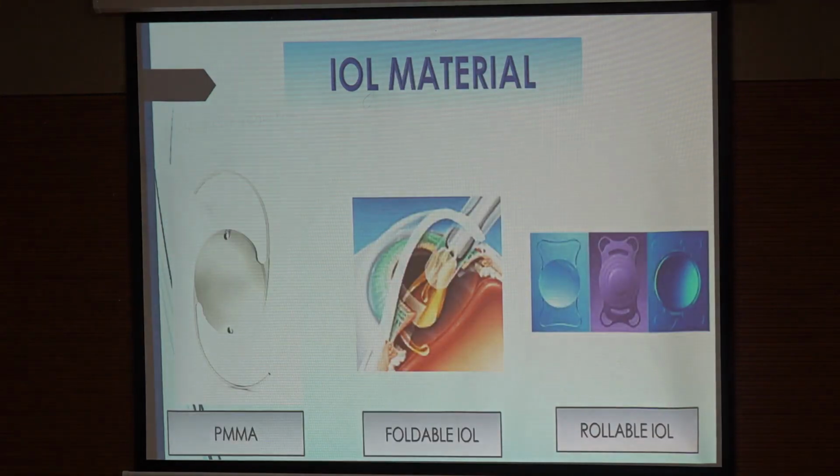Moving on to the IOL material, we have PMMA. It is a rigid IOL, usually implanted in patients undergoing small incision cataract surgery or extracapsular cataract surgery. Then we have the foldable IOL. These are usually implanted in phacoemulsification surgeries, which we all are witnessing these days. Then for very, very small incisions, in phaconet surgeries, we have the ultra thin rollable IOLs. An example like AcrySmart is available as a rollable IOL.